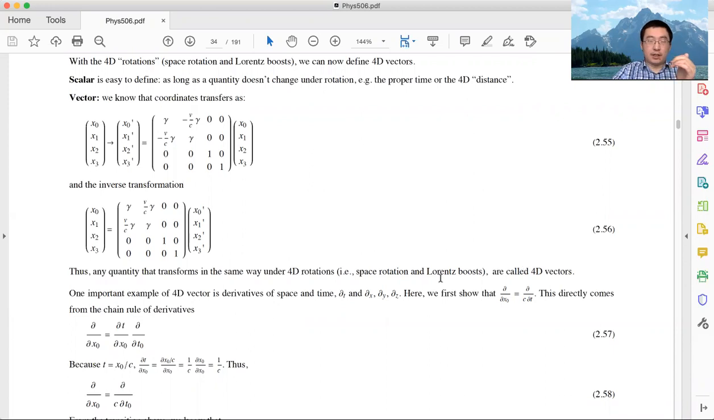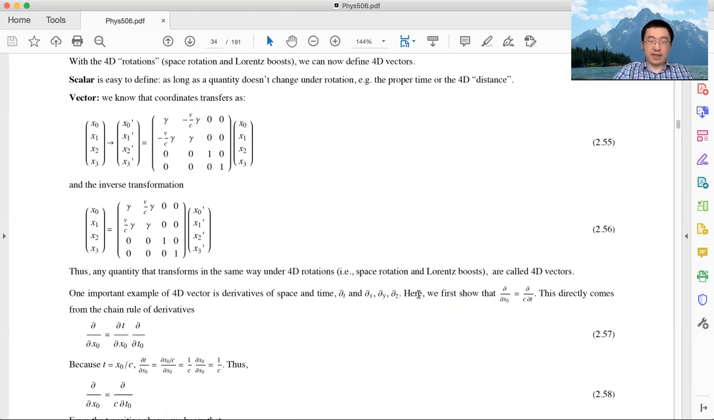Okay, and let's look at some examples. One of the important examples of a 4D vector is space-time derivatives. The space-time derivative is a very important object, especially in E&M, because in E&M all physics laws are written in terms of partial differential equations. The same is true for quantum mechanics. Everything, like our Schrodinger equation, is written in terms of partial differential equations. For all these physics laws, we need partial derivatives. So we have to figure out what these partial derivatives are, and how we organize them into this scalar, vector, and tensor structure.